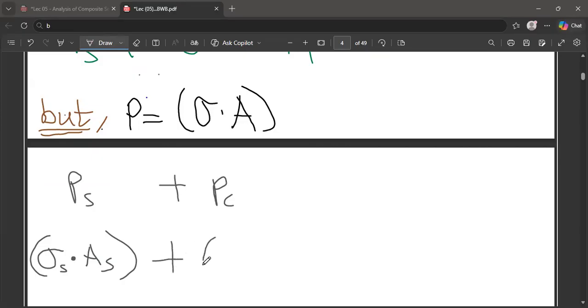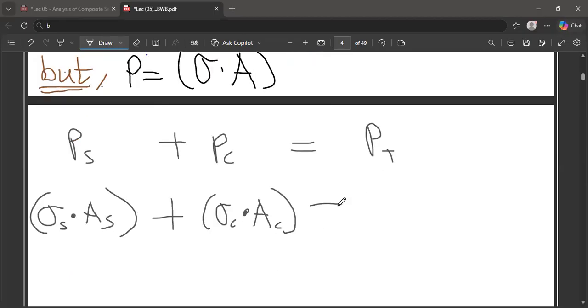For the PC, I'll write it as the stress in the copper times the area of the copper. Then finally, it is equal to the total load, the PT we are talking about. We don't know it, so at the end of the day, we just put PT over here. And this is still the equation 1 I spoke to you about.